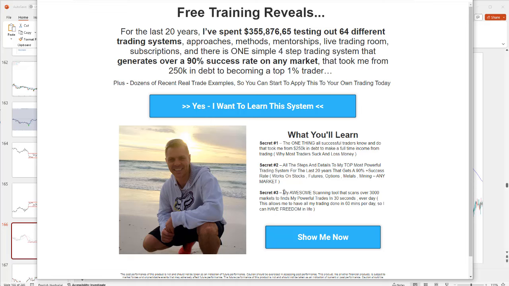And then also, I'm going to show you how I scan the markets, scan over 3,000 markets to help me find these trades. And so I can have all my trading done in literally half an hour, maybe an hour maximum per day.